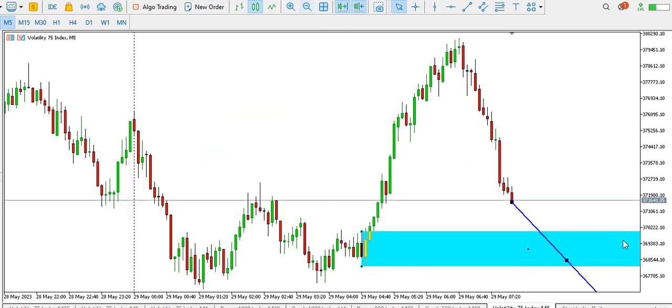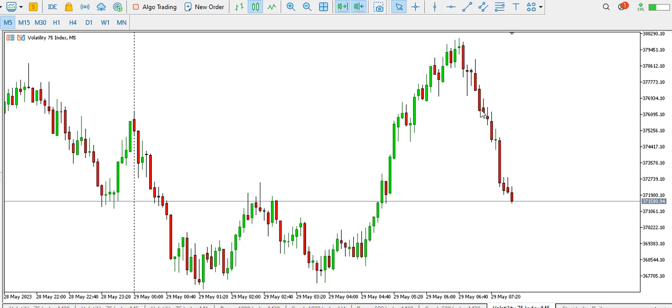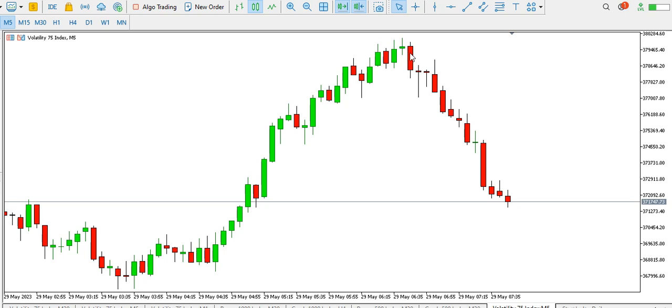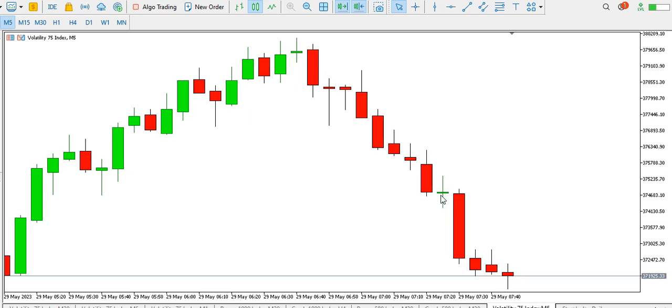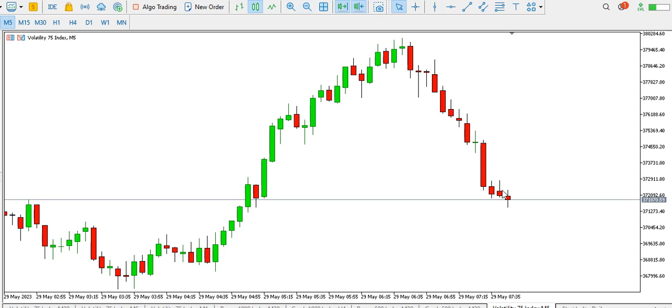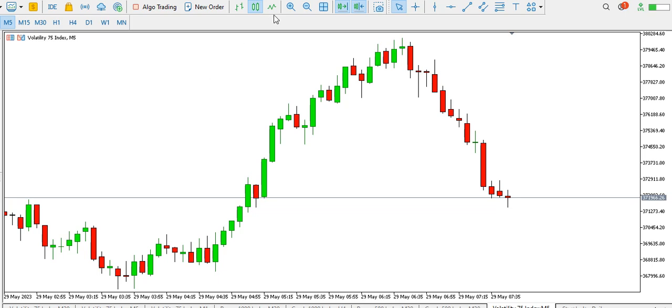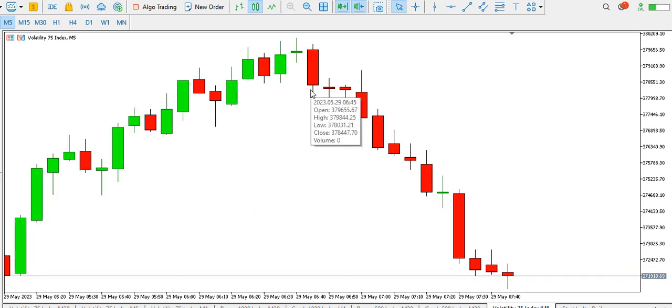On the 5 minutes time frame, it shows clearly that the bears are in the market. If we zoom in on the chart, we can see that all the candlesticks are red. There is no green candle. Okay, there's a tiny green candle at the middle, but the rest are red. That means the bears are controlling the market. The bears are currently active, and the bulls are inactive. So you might want to sell Volatility 75 index for now.